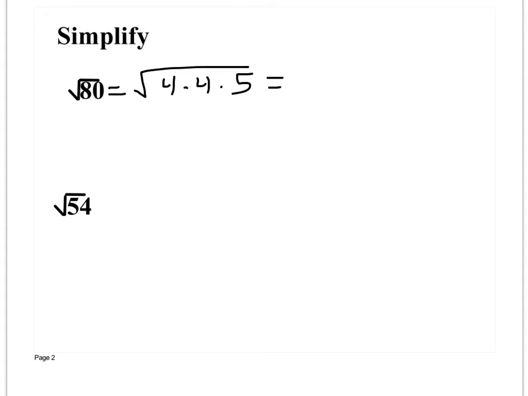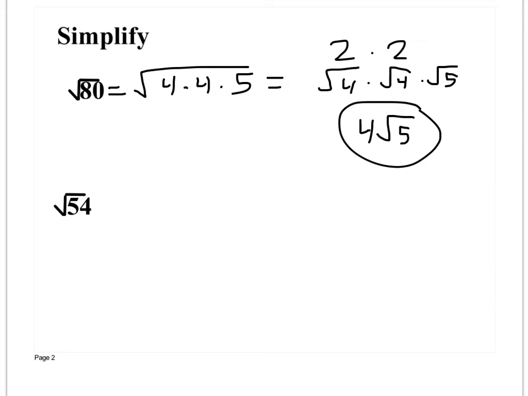Which will allow me to do the square root of 4 times the square root of 4 and the square root of 5. What's the square root of 4? 2. So I multiply them and get 4 square root of 5, and that's as simplified as possible. That's the farthest I can go. There's nothing else I can do to it without getting out a calculator.